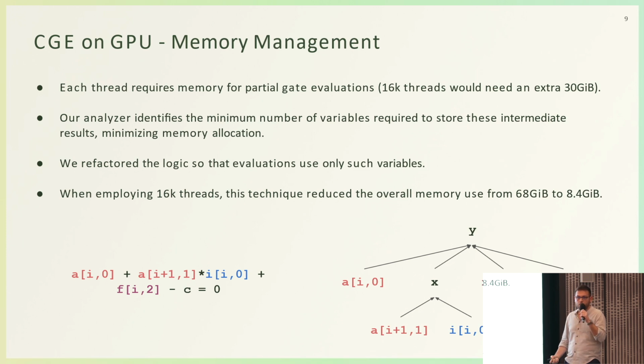So again, we used our internal tool, our analyzer, to detect from a custom gates representation, so the polynomial, let's say, the minimum number of variables needed to actually complete the evaluation. And so we refactored the code to just use this minimum number of variables and just this minimum number of memory allocations. And with this optimization, we were able to employ 16,000 threads over a single GPU card and reduce the overall memory from the 68, so 30 plus 38, to only 4 gigabytes of memory.